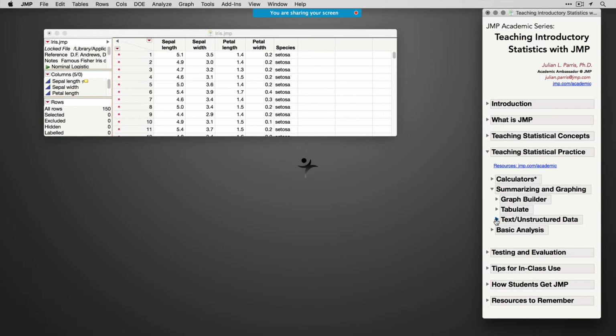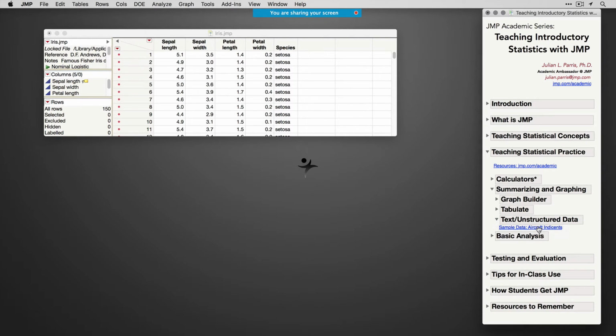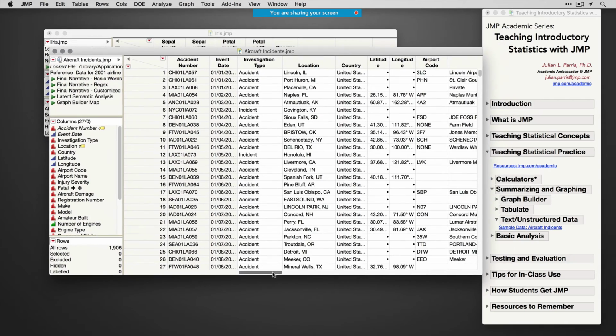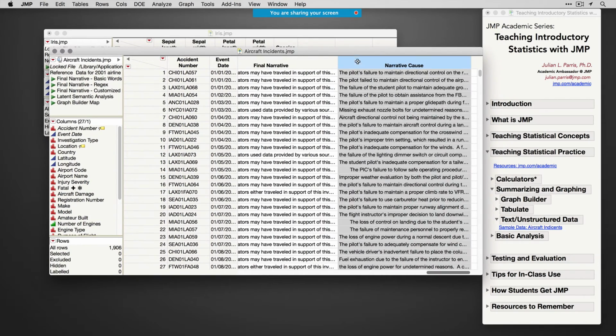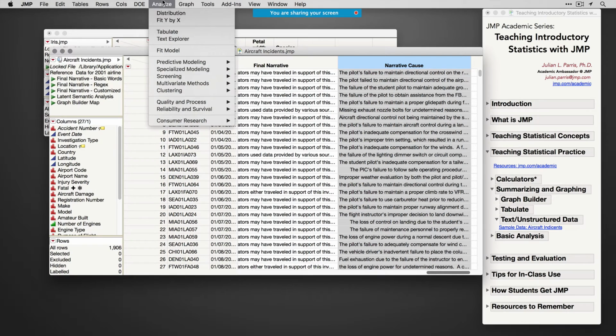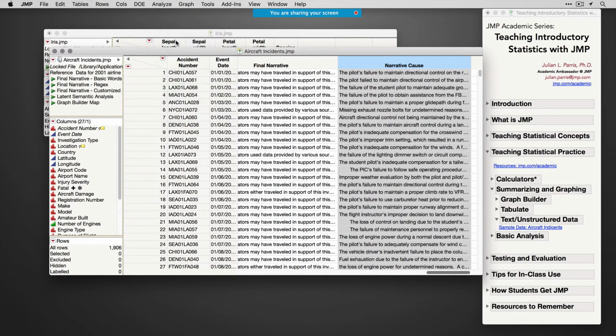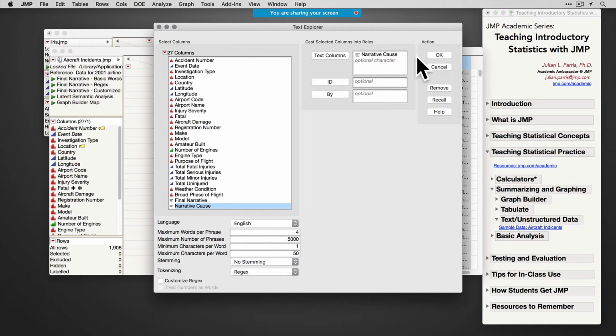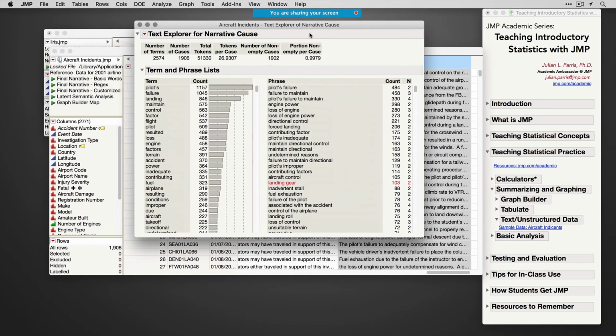There's even an option for text and unstructured data now. So I'll pull up a different data set just to point this out. If you have data like this, where you have 1,900 observations for different flight failures, and we have the narrative for what happened, there's a platform in JMP now to process those narratives. It's called Text Explore under Analyze, where we can put in the text column. It'll spit out right away a term and phrase list: phrases that often occurred, terms that often occurred.